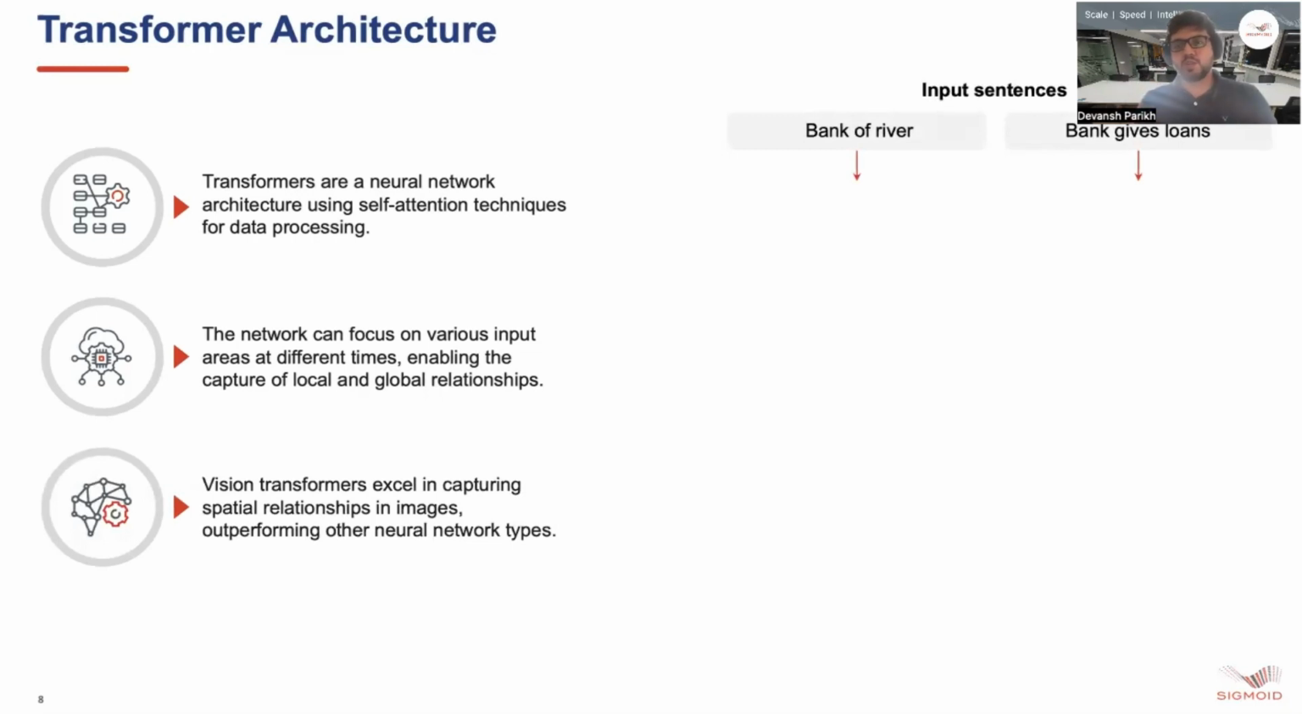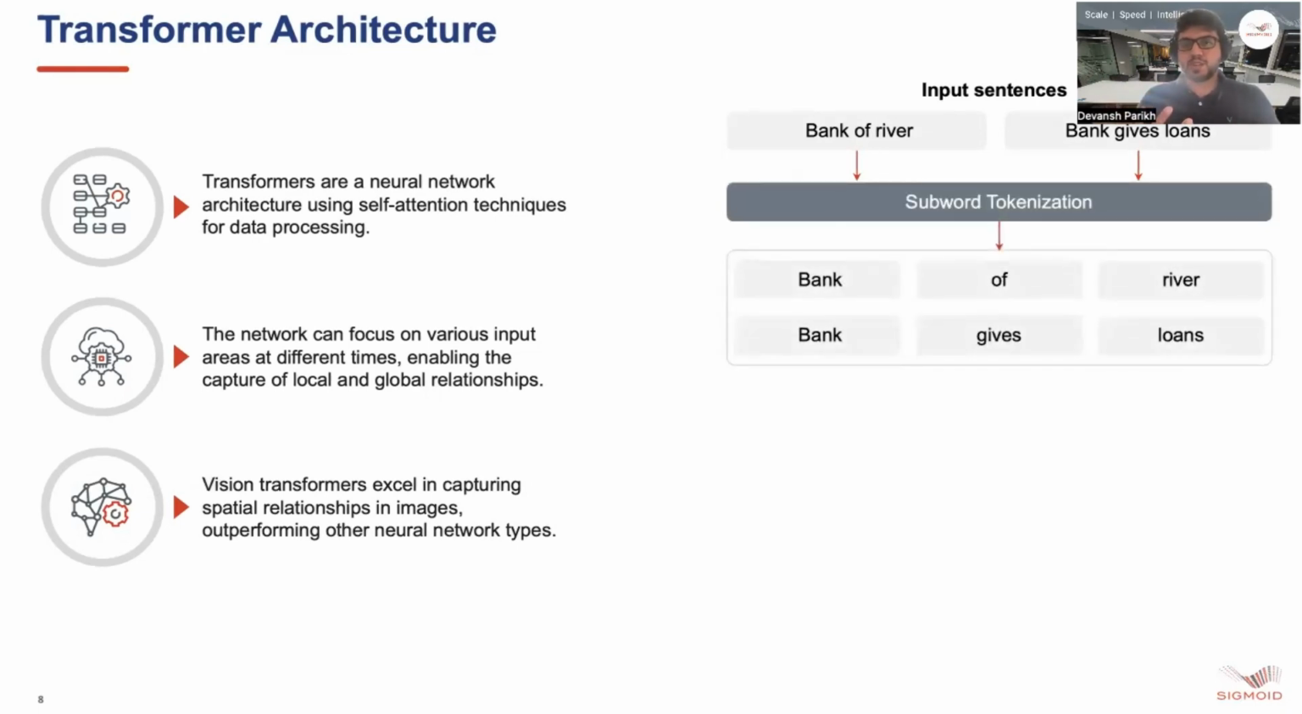So let's take a quick look at the encoder architecture in a transformer which takes text or natural language as an input. Here we can see that there are two input sentences, "bank of river" and "bank gives loans." The word bank is common in both, but it has very different meanings. In the first sentence, we are talking about a river bank. In the second sentence, we are talking about a standard financial institution.